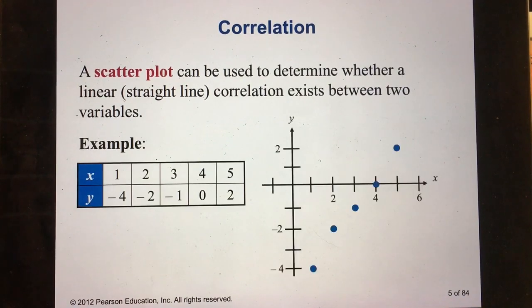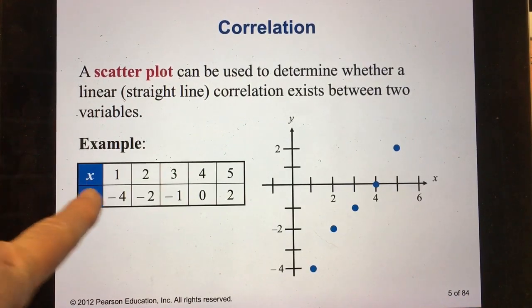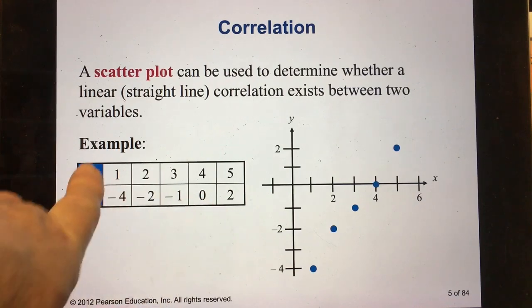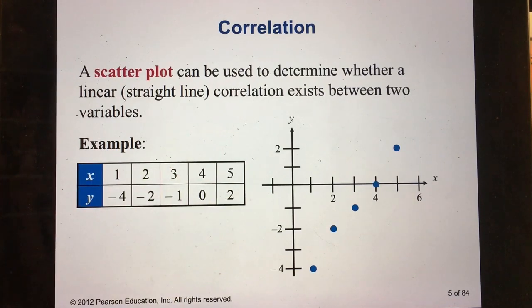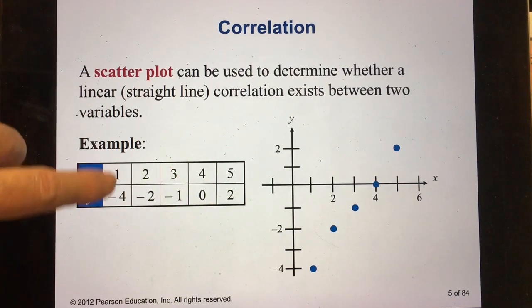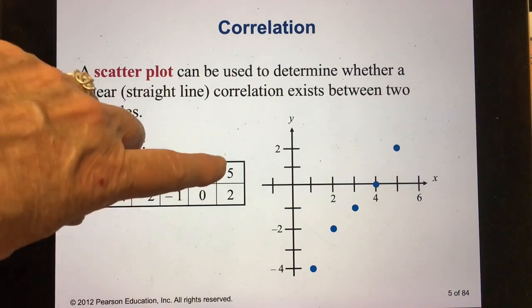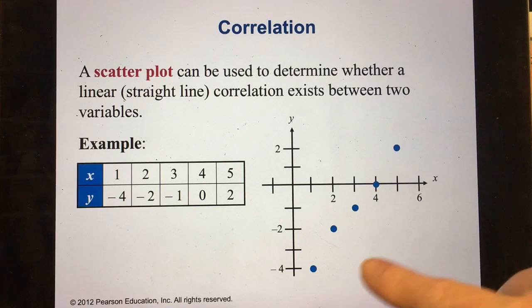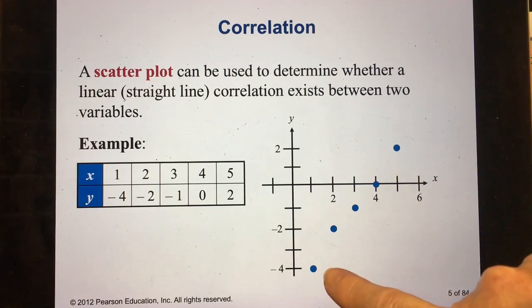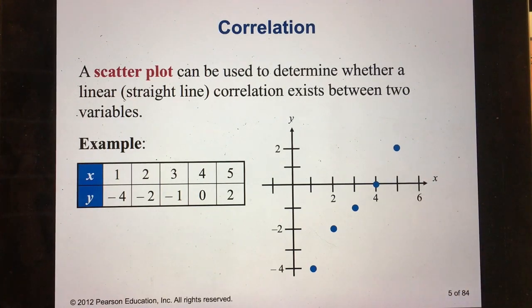Okay, so a scatter plot. Here we have some points, an x and y, 5 points of each, and so each one of these is an ordered pair. 1, -4, 2, -2, 3, -1, 4, 0, 5, 2. And each one of these is plotted. Now, it's not a perfectly straight line, but it is generally linear. And so we would say, yes, there appears to be a linear correlation between these points.